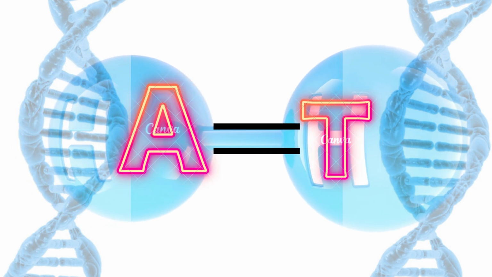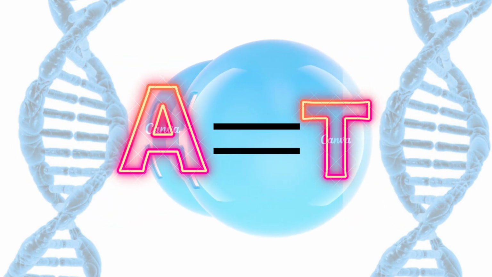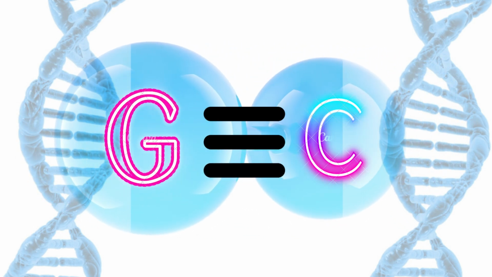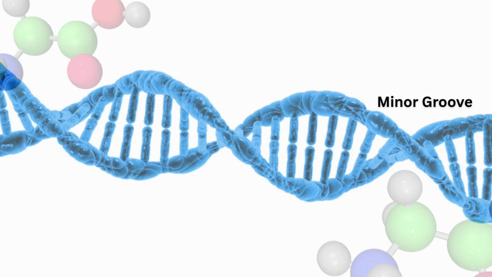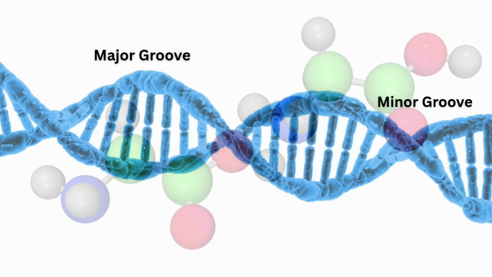Hydrogen bonds hold the strands together. Adenine pairs with thymine by 2 bonds. Guanine pairs with cytosine by 3 bonds. The DNA helix has major and minor grooves where proteins can bind.